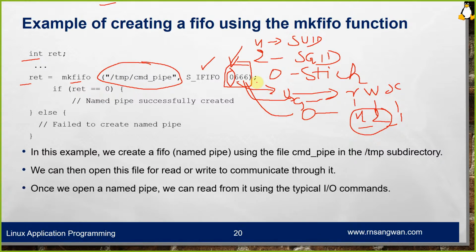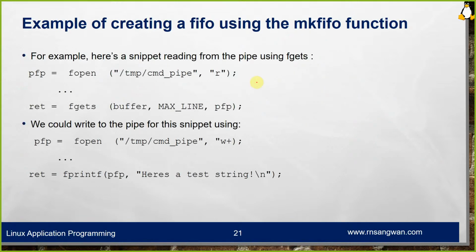Once we open the named pipe, we can read from it using the typical IO commands, which we will be seeing in the example coming up after this discussion. For example, here's the snippet reading from the pipe using fgets. So fopen opens the file for read, and we get the content into the buffer, with the size of the buffer, from the pfp, that is the pointer which we created for the pipe.